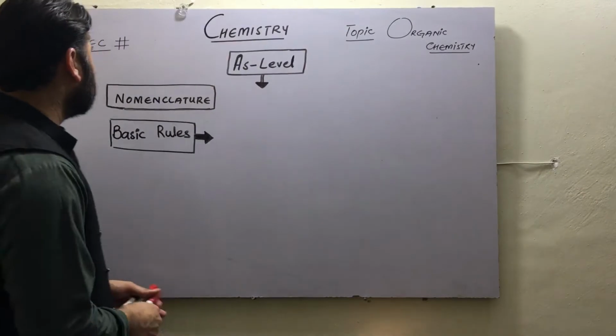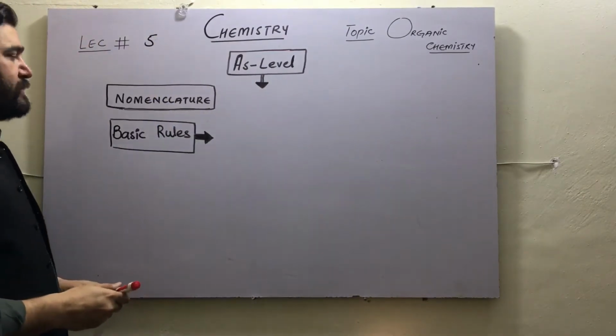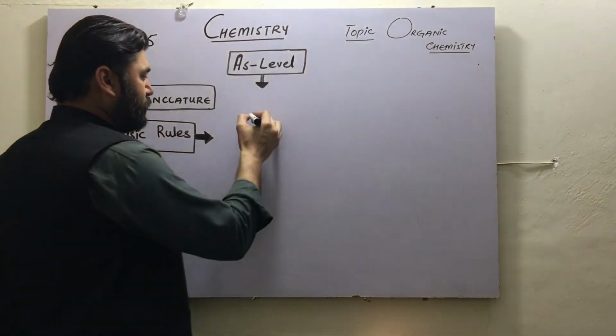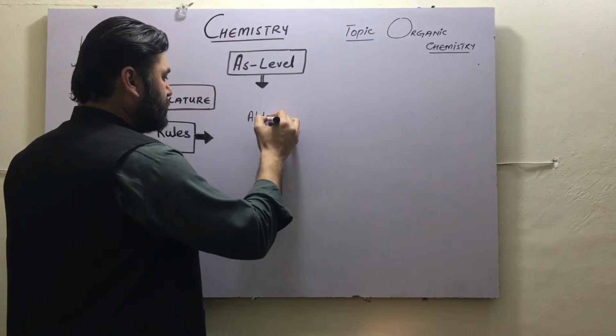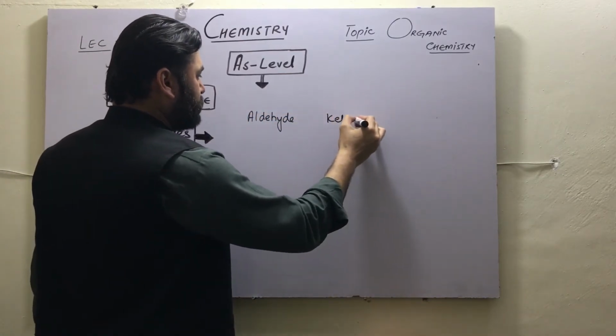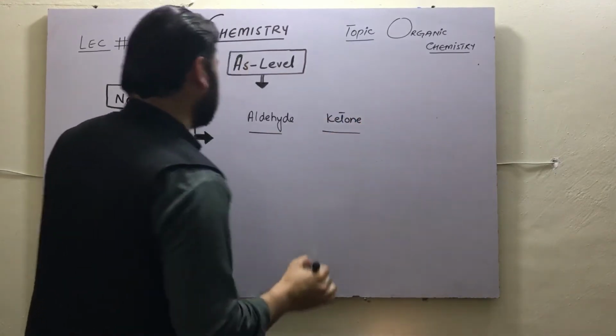So today we are going to discuss lecture number 5. In lecture number 5 we will be discussing the basic rules of nomenclature for aldehyde and ketone. Very important. This is very important.